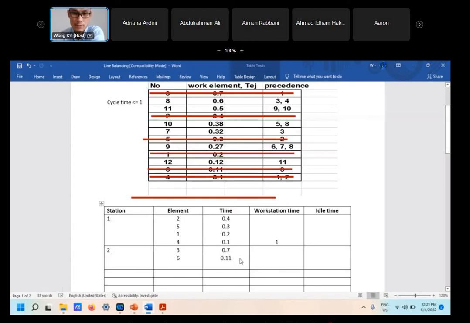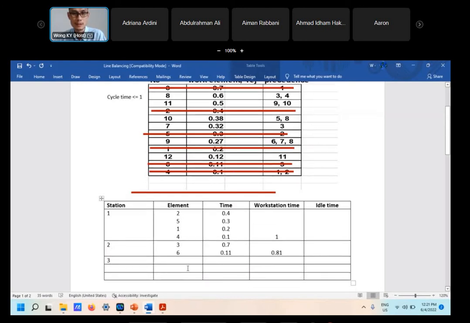Then you can close the workstation in that case. So workstation 2 is closed. Workstation 2 only consists of 2 elements, and the total workstation time is 0.81. Right, so now we can open up another station, workstation 3. And we try to assign the elements to workstation 3.